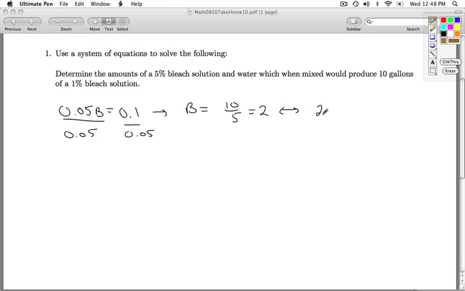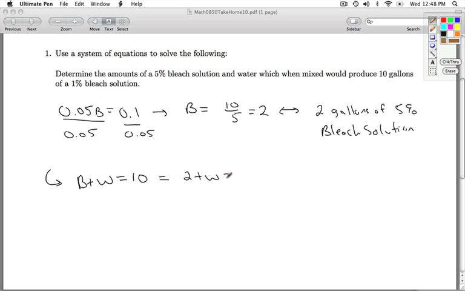So that means there's 2 gallons of the 5% bleach solution. To determine the amount of water, I can go back to my equation. B plus W is 10. So 2 plus W is 10. So W is 8. So that's 8 gallons of the water.